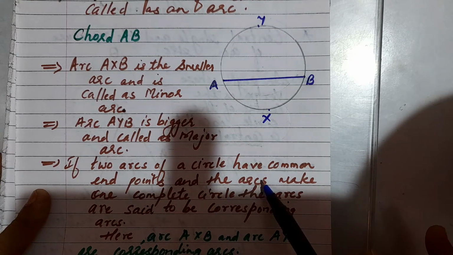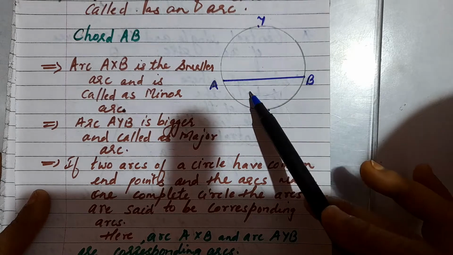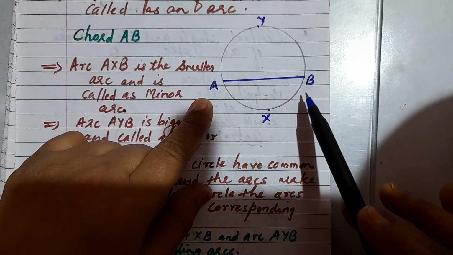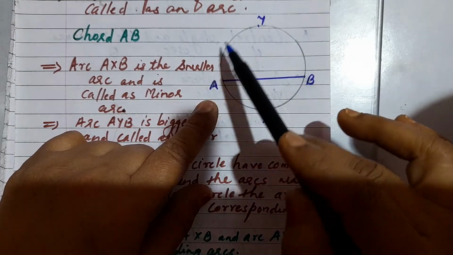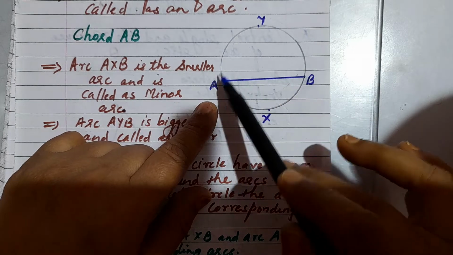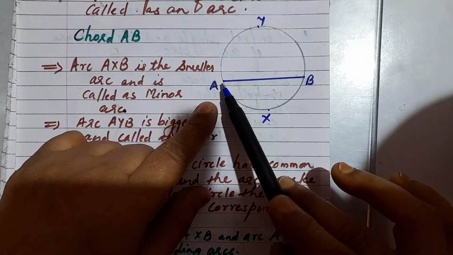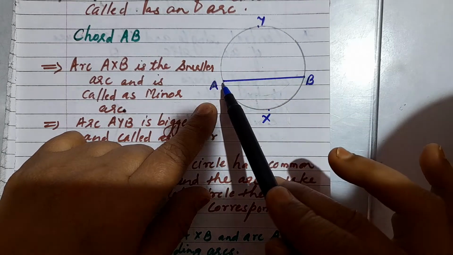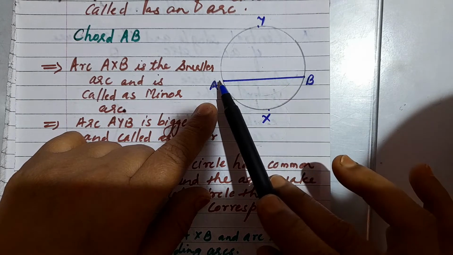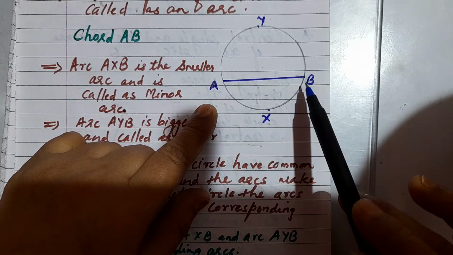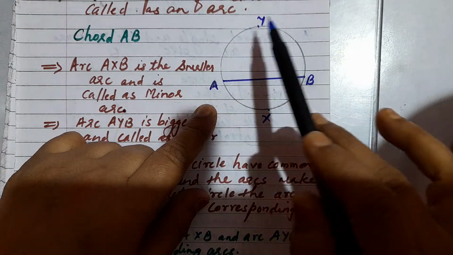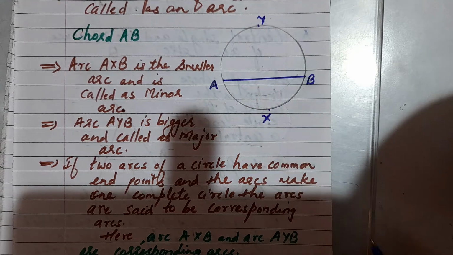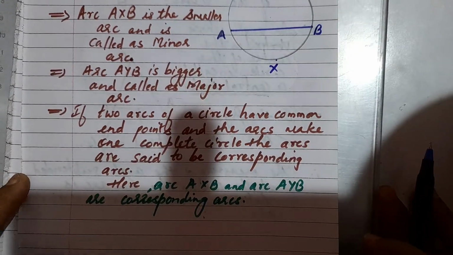Now see children, for both arcs, A and B are the endpoints of the minor arc AXB, and A and B are the endpoints of the major arc AYB also. The arc starts from A and ends with B. So if one minor arc and one major arc make a complete circle, then such arcs are called the corresponding arcs.